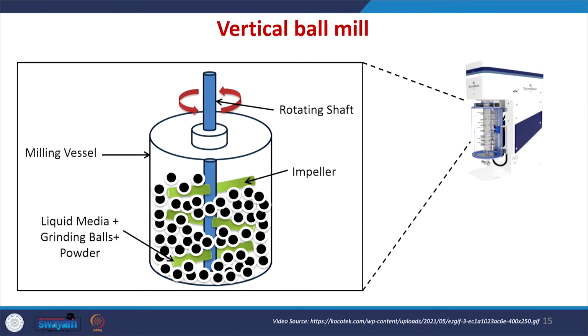So, you can see here, the balls will be lifted to the top, and they will fall back and grind the material. The advantage of this vertical ball mill is we can also use liquid media, we can also use a solvent.